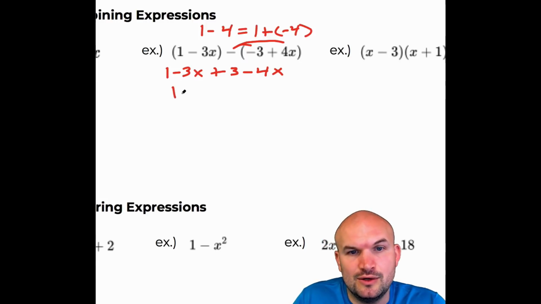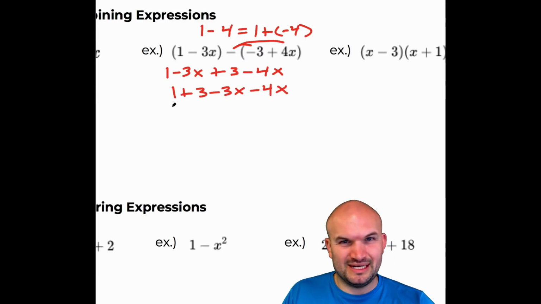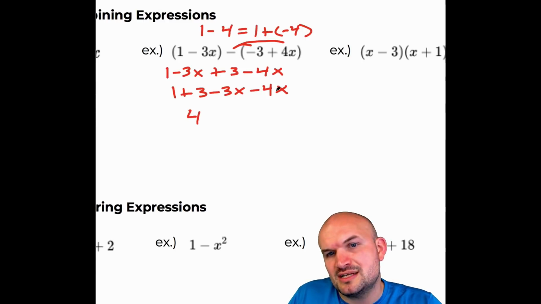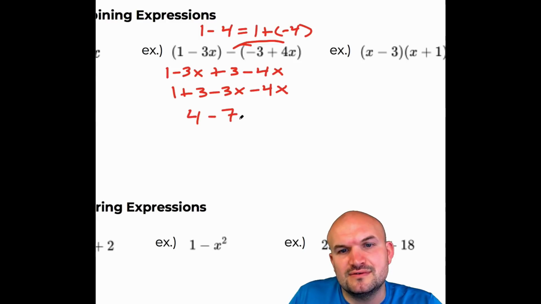So I could say, 1 plus 3 minus 3x minus 4x. And that way, by grouping, it's a little bit easier for me to apply the operation. 1 plus 3 is 4. Negative 3x minus 4x is going to be a negative 7x. Okay?